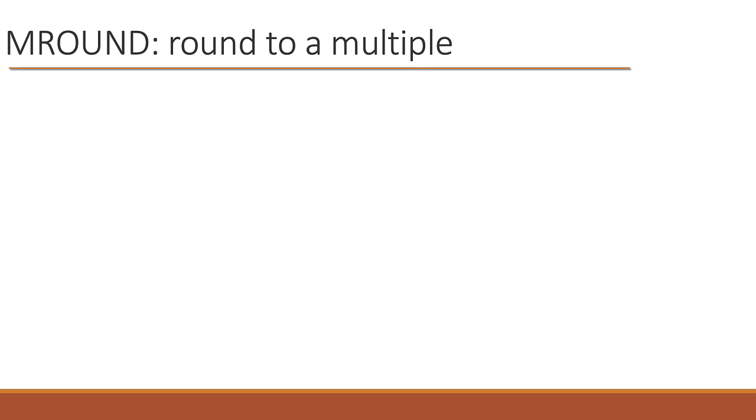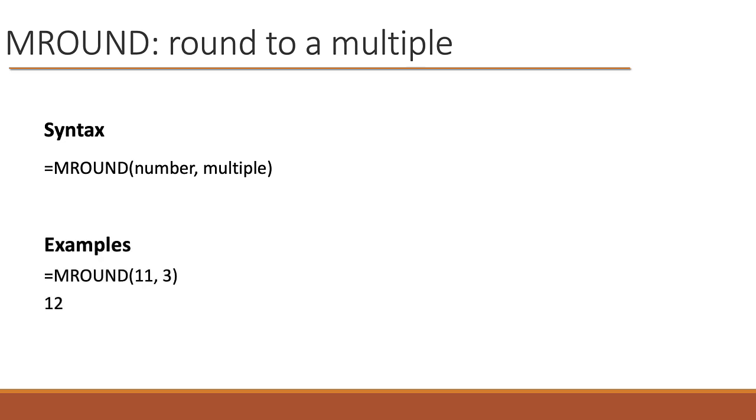The MROUND function will round to the nearest multiple of a number. So the syntax is equals MROUND, feed it the number, and then rather than telling it how many decimals, we tell it what the multiple is. So, for example, if you want to round to a multiple of 3, the numbers you're rounding off will become multiples of 3, like 9, 12, 15, and so on. And the numbers will round either up or down depending on what's closer to that multiple.